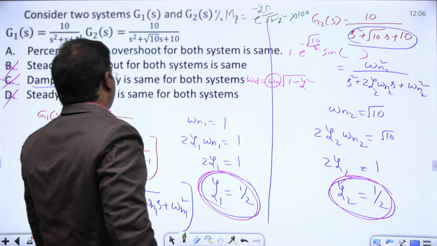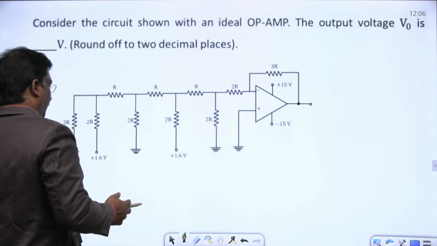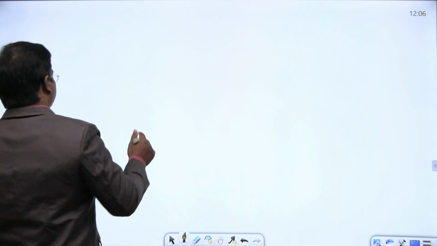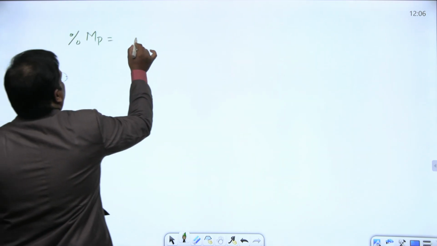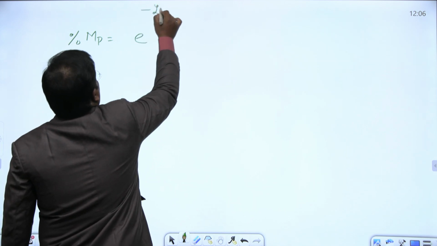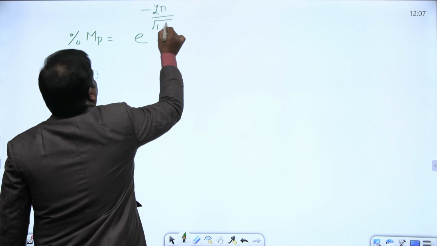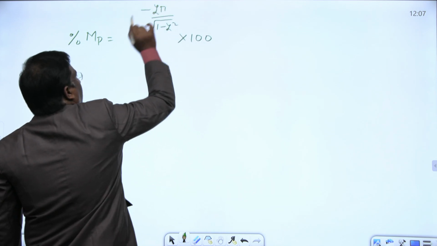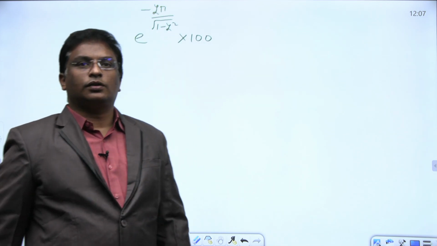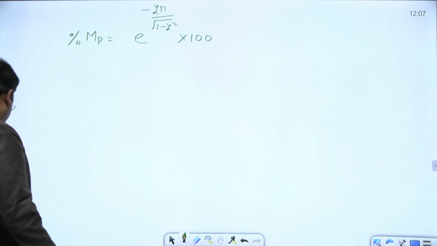Okay, peak overshoot. This percentage peak overshoot, MP, how to calculate it? e power minus zeta pi by square root of 1 minus zeta square into 100. Only zetas are same for both the systems, so peak overshoot is also the same for both the systems. That's why.